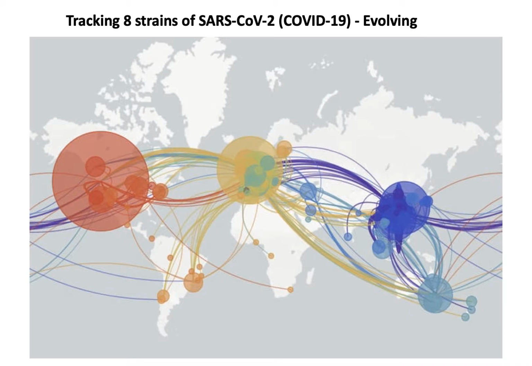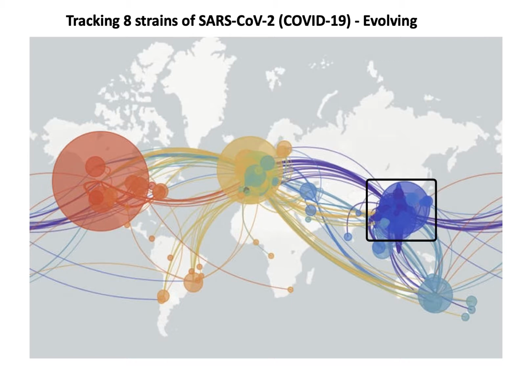Again, as with all RNA viruses, they mutate rapidly. So in 2020, during the pandemic, scientists have been tracking 8 strains of the SARS-CoV-2 virus, which causes COVID-19. 19 because 2019 was when it was discovered. And so, although it may have started in China, it mutated.